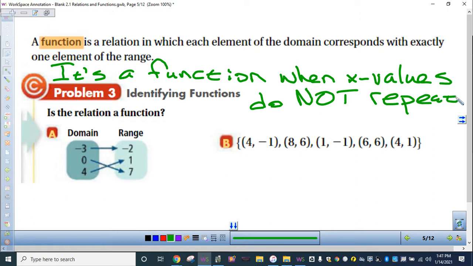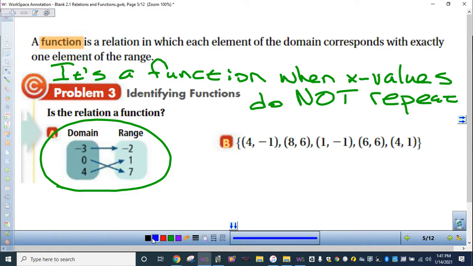So one of the questions on your quiz is going to look similar to A right there, problem 3A. We're determining if that set of ordered pairs is a function or not. So all you have to do when you're looking at one of these mapping diagrams is look, and if two arrows come from the same domain value, it is not a function. If you have one arrow coming from each x value or domain value, it is a function.